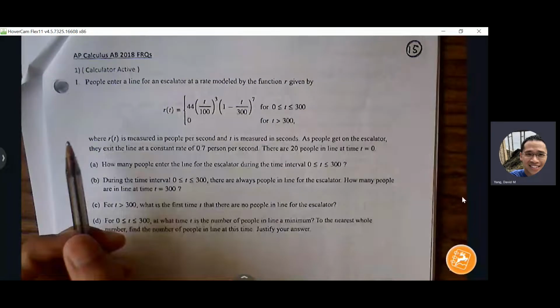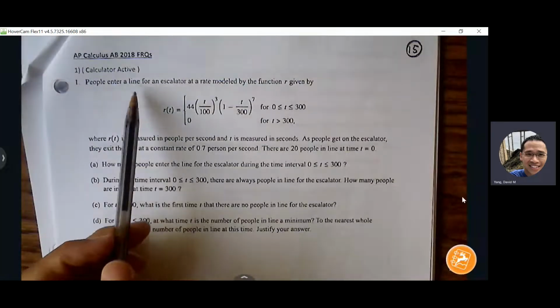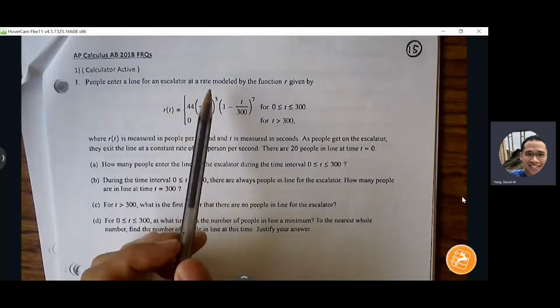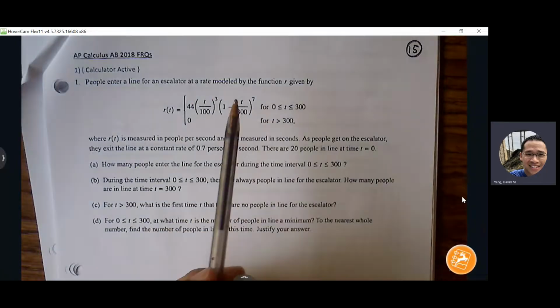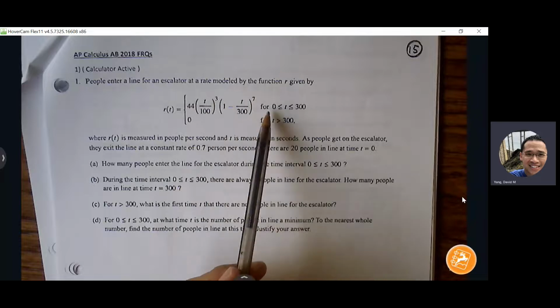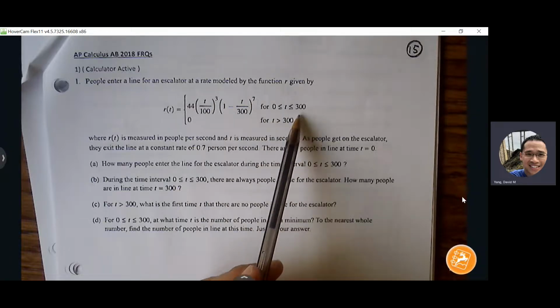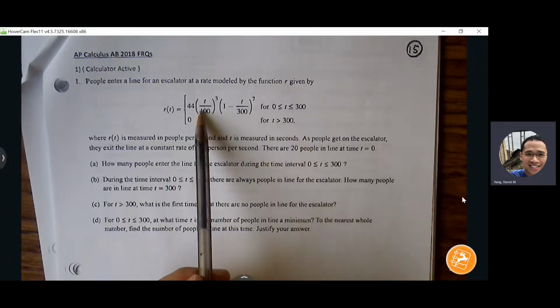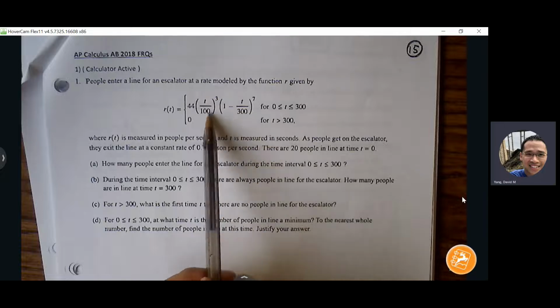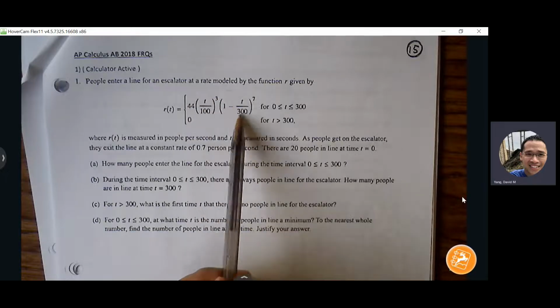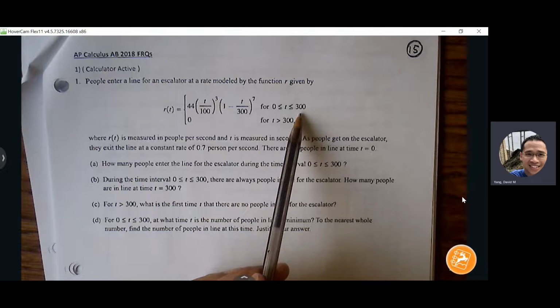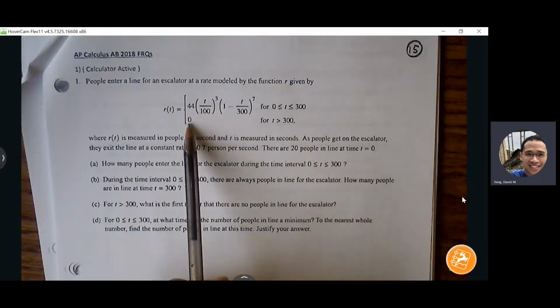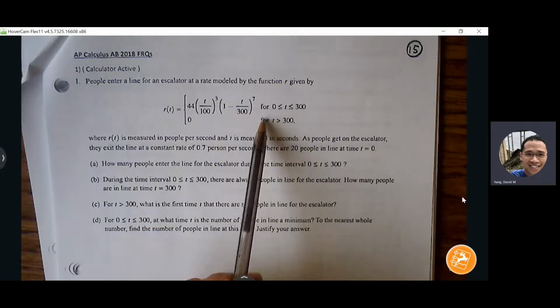Okay, so calculator active. Number one, people enter a line for an escalator at a rate modeled by the function given by R of t. So between 0 and 300 seconds, this is the rate at which people are entering the line to ride the escalator. But then after 300 seconds, there's no more people entering the escalator. So that's the scenario here.